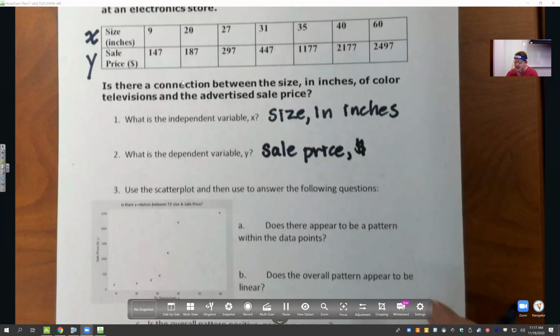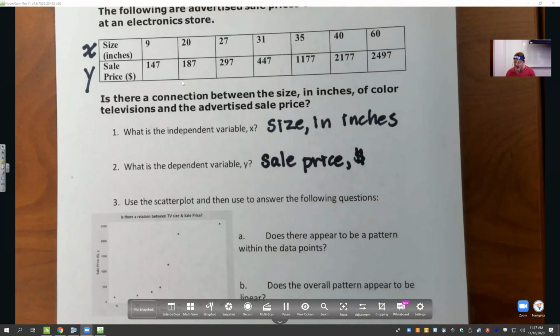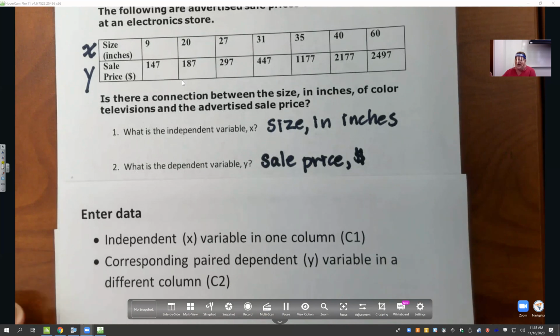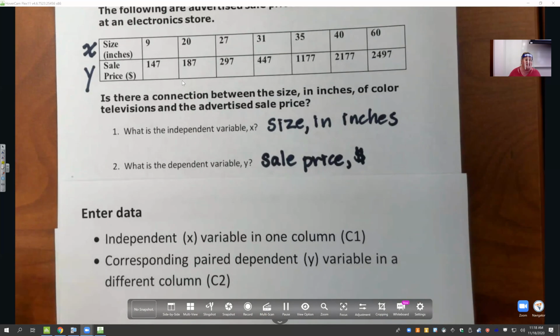Now, I do want to show you how to create a scatter plot in Minitab, because on some of your homework, you may need to do that. I do know that on the test itself, I give you the scatter plot as it's given here, but I want to demonstrate for you how to create that scatter plot in Minitab. It's not difficult. As is the case with anything in Minitab, you have to put your data in first, guys.